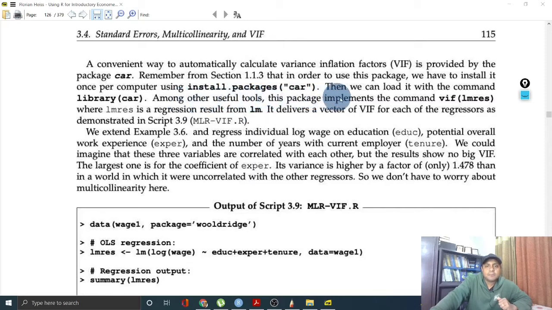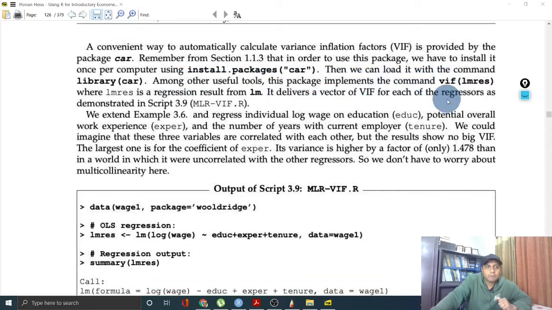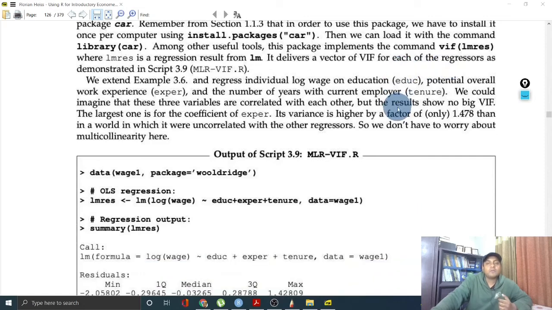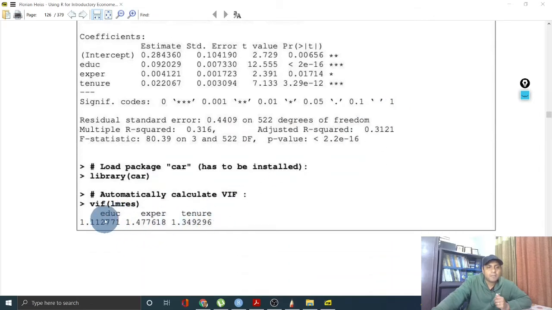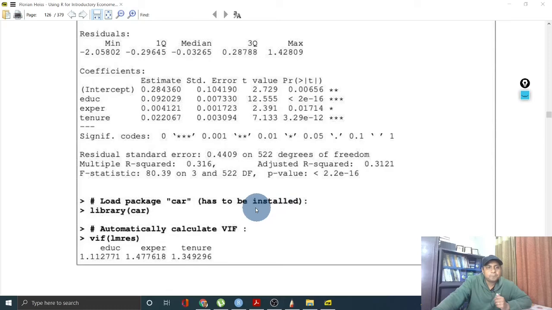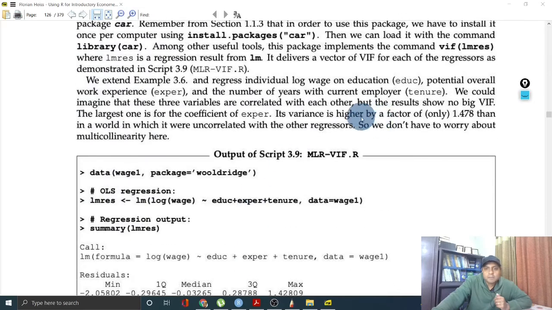Among other useful tools, this package implements the command VIF for linear regression models. And as I told you, the variance inflation factor indicates that if the p value is insignificant, then we should say that there is no multicollinearity problem. But if there is a significant value, then we should say that yes, there is some multicollinearity problem, and that's what it says. You see the variance inflation factor values. Okay, and there are some explanations of course given here for your better understanding.